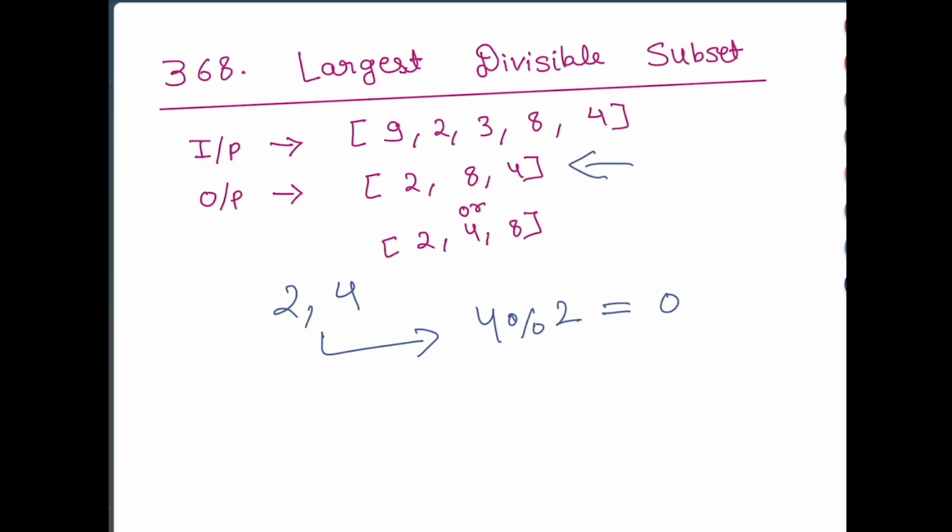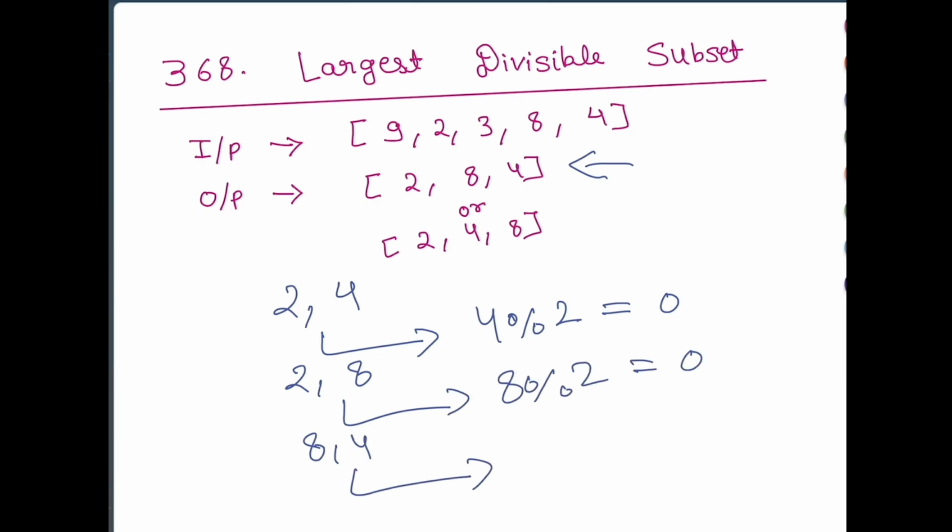So we saw for 4 and 2, we can take another pair, 2 and 8, and we can see that 8 mod 2 is equal to 0. And there is another pair which is 8 and 4, and for this we can say 8 mod 4 is equal to 0. So for all the pairs in our output, the condition is true that one of the numbers is able to divide the other number. And you will have to keep one more thing in your mind, that the output has to have the maximum length which is possible for this given input.